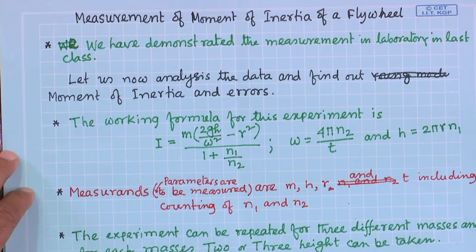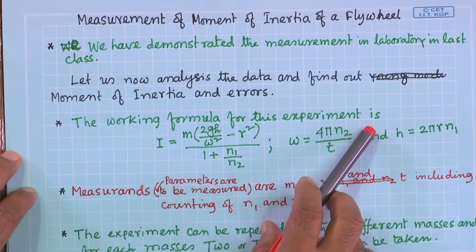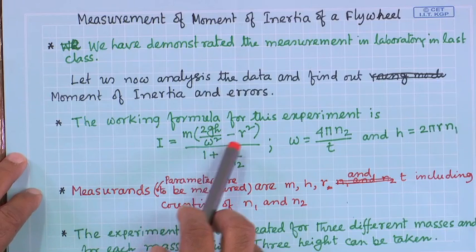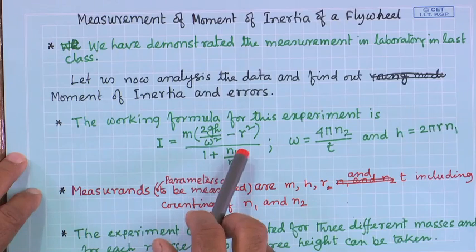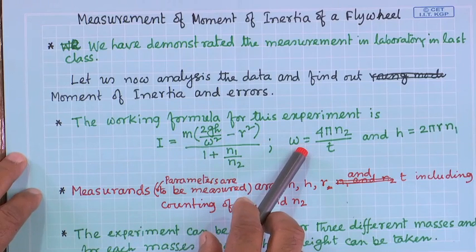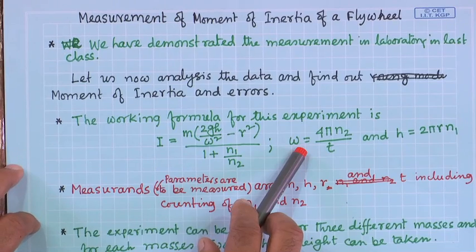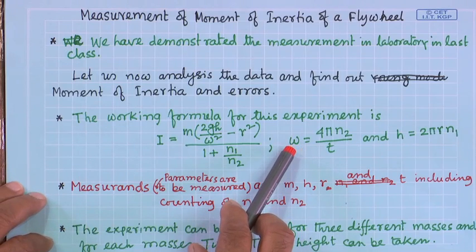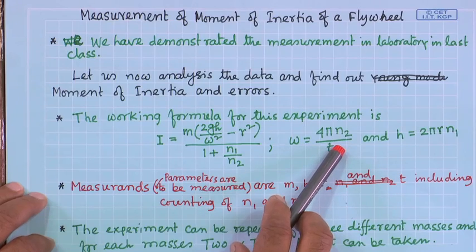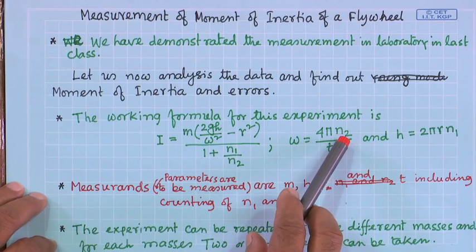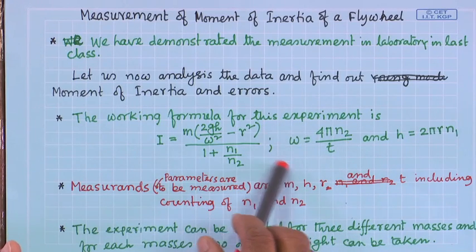So, the working formula for this experiment is I equals m 2 g h by omega square minus r square, divided by 1 plus n 1 by n 2. Omega is the angular velocity of the wheel, and the wheel and axle have the same angular velocity. So, that omega can be written as 4 pi n 2 divided by t. What is n 2? You know this, from the maximum speed, maximum omega.